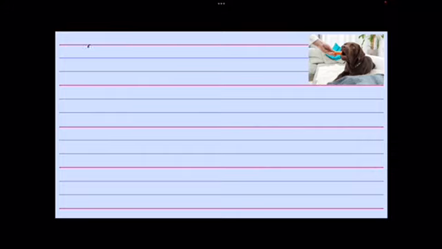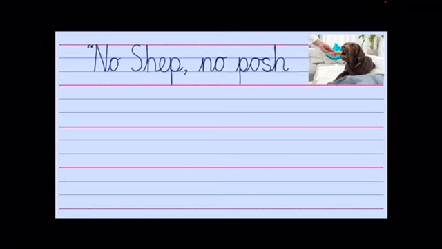No, Shep. And we need speech marks. No, Shep. So a capital letter for his name, and then a comma, like you're taking a breath. No posh buns. And yes, an exclamation mark.